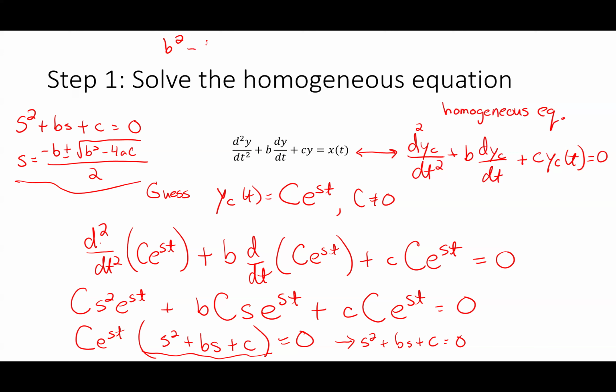So b squared minus 4ac really controls this. If that's positive, both of my roots to this thing are real. If that's negative, then my roots are complex. And if that is 0, I get 2 roots that are exactly the same. Now, in no real world sense do we ever have 2 roots that are exactly the same.